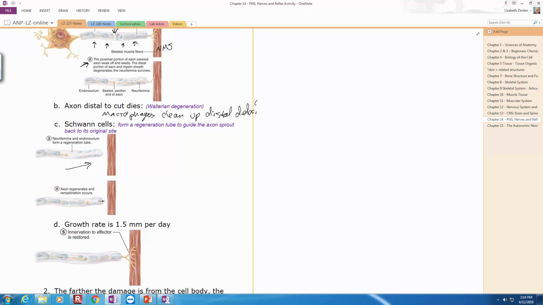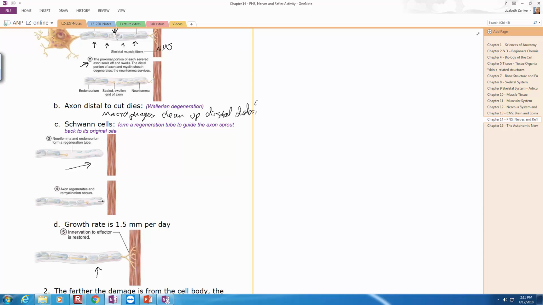Go look at a ruler and try to figure out 1.5 millimeters. It's only going to go that per day, okay? And then they are remyelinating themselves. Do you guys see that? The Schwann cell or neurolemmacyte is going to spin around there and continue to grow and create a new myelinated area there.